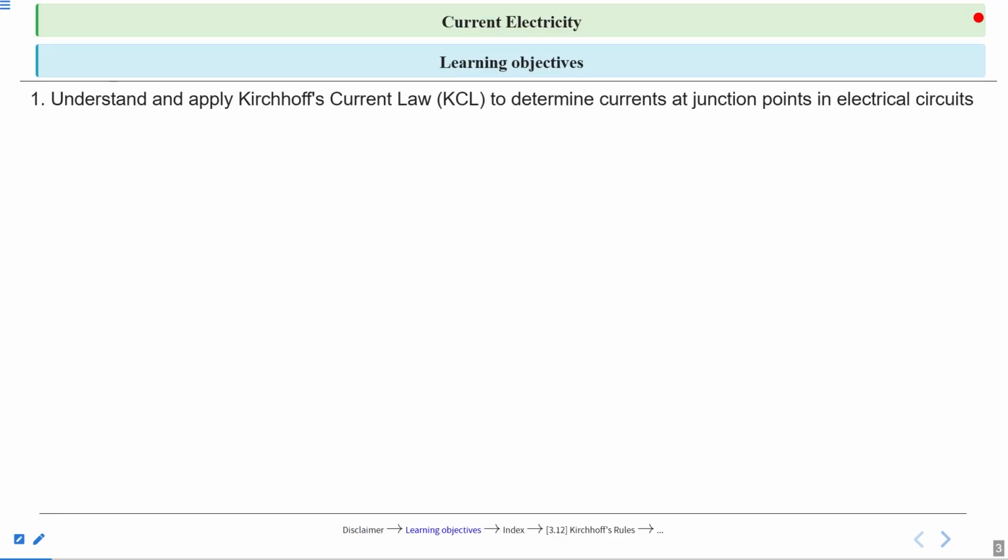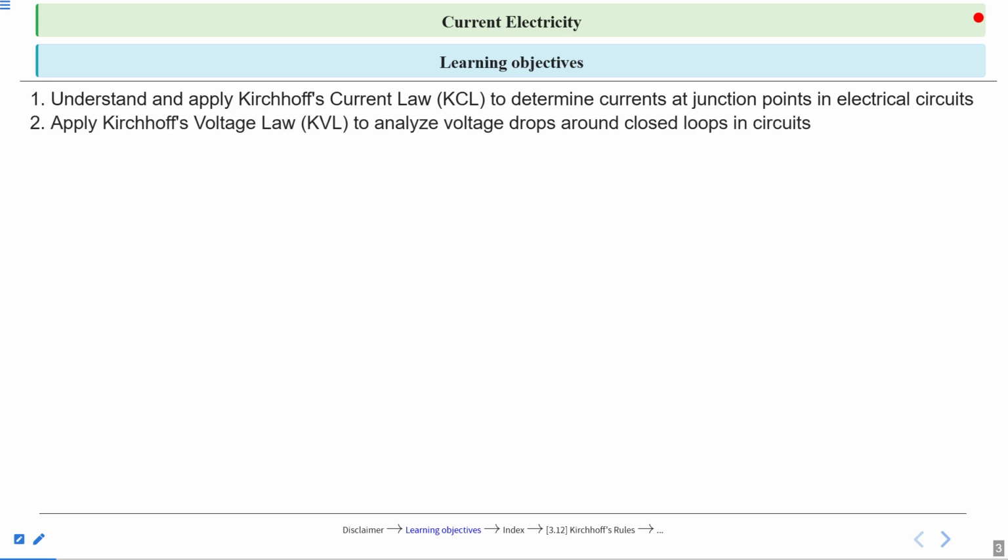So, the learning objectives of the topic that we are going to discuss today. The topic that we are going to cover today is Kirchhoff's rules and the Wheatstone bridge. The learning objectives are: understand and apply Kirchhoff's current law to determine currents at junction points in electrical circuits, and apply Kirchhoff's voltage law to analyze voltage drops around closed loops in circuits.